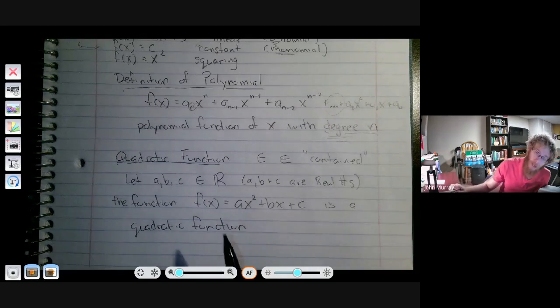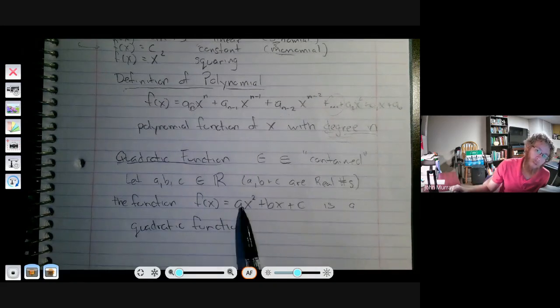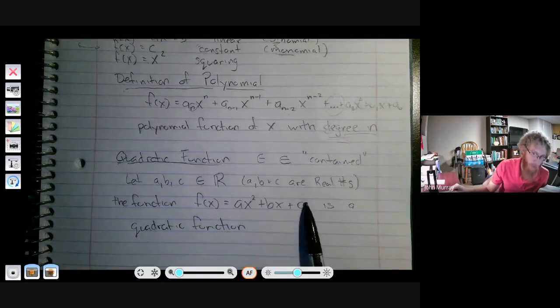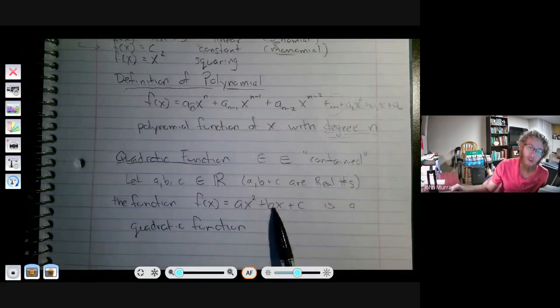Okay, so again, a, b, and c have to be real numbers. They're not going to be imaginary numbers. They're not going to be complex. Our solutions, when we start solving these, might be imaginary numbers, but you can't have imaginary numbers as coefficients. Otherwise, it's no longer a function.